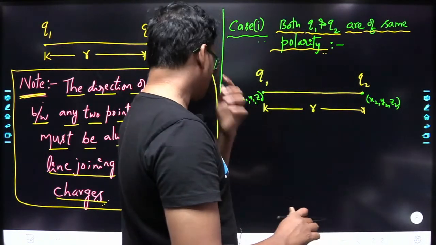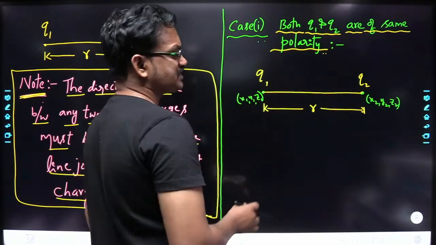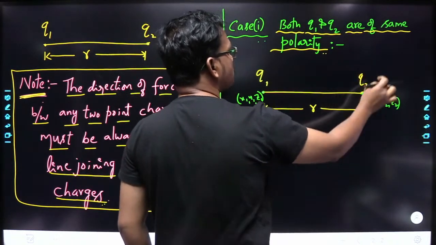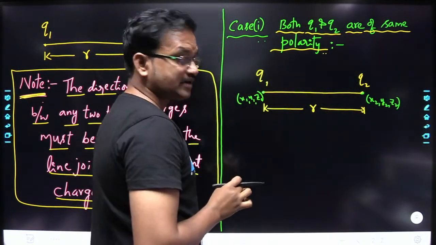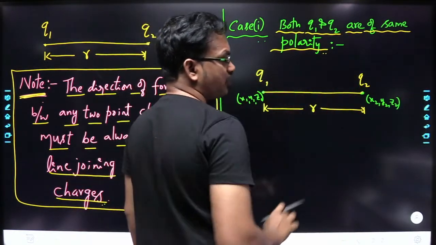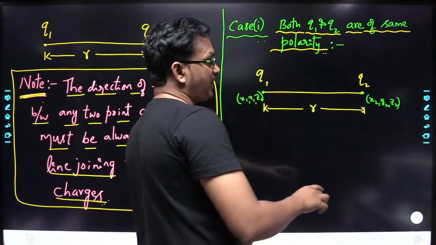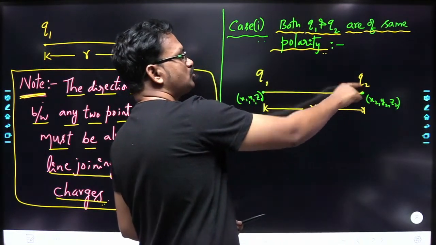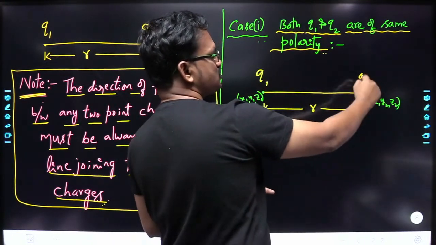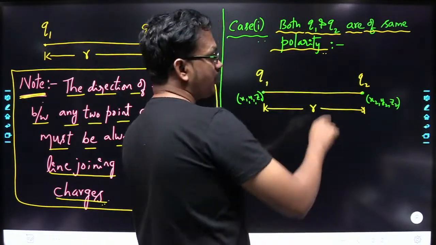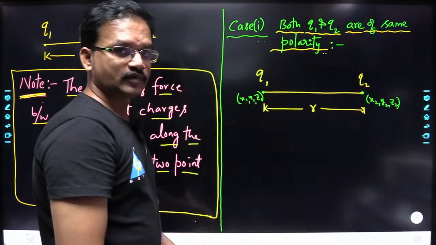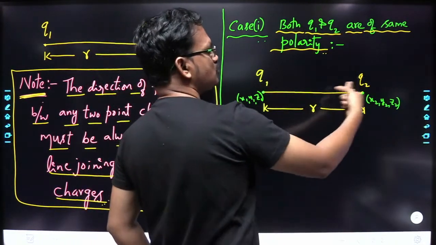Understood? Okay. Now I want to determine the force on Q2 due to Q1. In which direction is Q2 going to experience the force? Since this is a repulsive force, will Q2 experience the force towards Q1 or away from Q1?